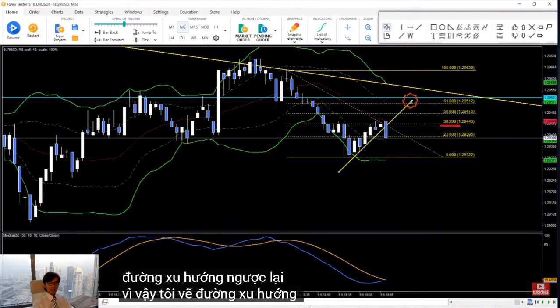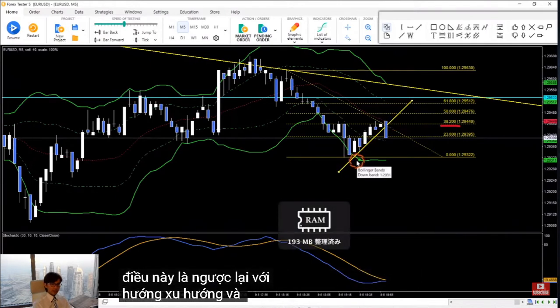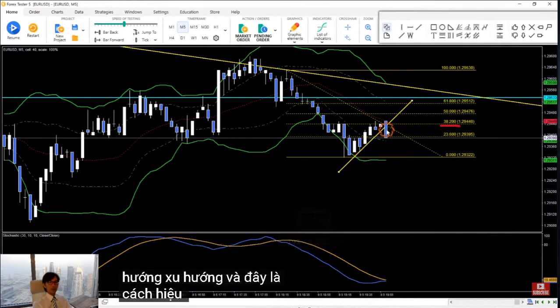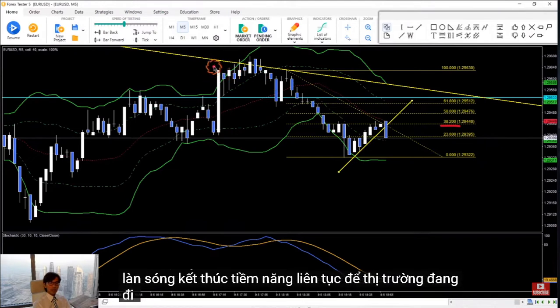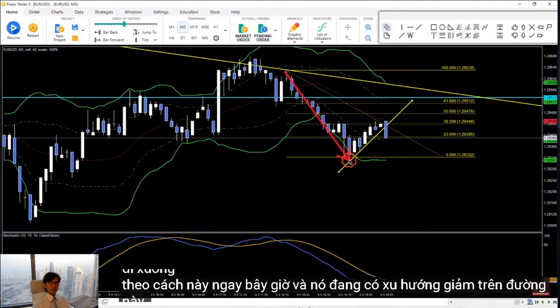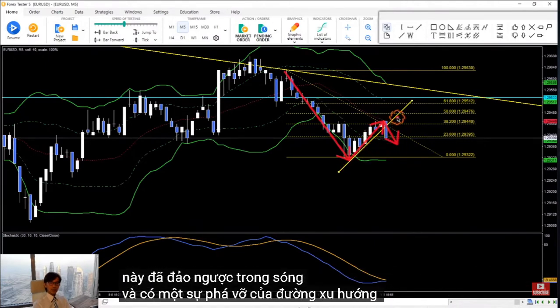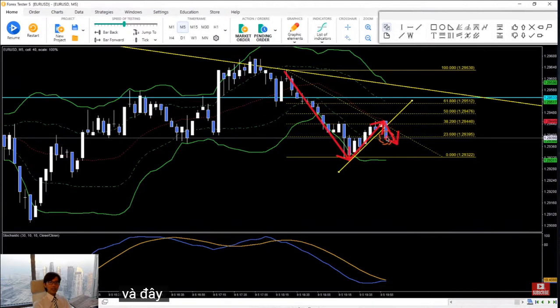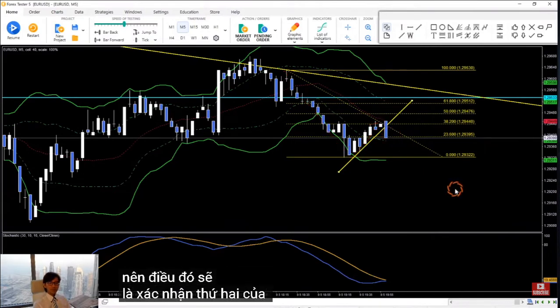So I draw the counter trend line this way. This is against the trend direction, and this is the effective way to capture the potential N wave continuously. The market is going down this way right now, and it's downtrending on this reversed N wave, and there is a breakout of this counter trend line, and this is also the potential downtrend. So that will be my second confirmation.